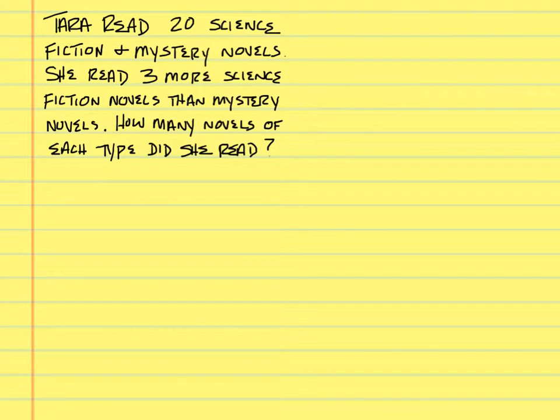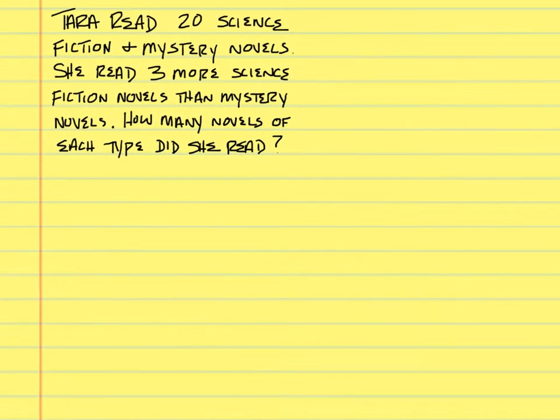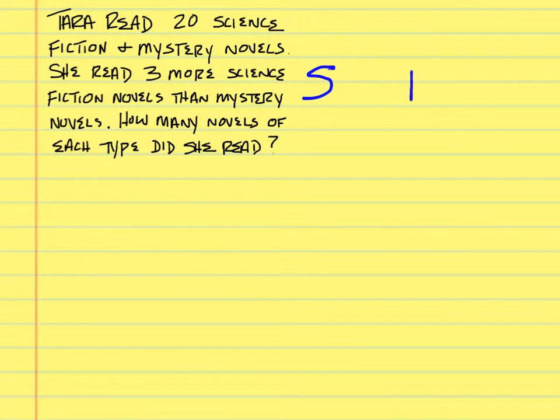Okay, so Tara read 20 science fiction and mystery novels. So combined, she read 20 books. So she read science fiction and she read mystery. What do I have to do with those two numbers, whatever they are? You add them together. If I add science fiction and mystery, what should it equal? 20, yeah. She read 20 science fiction and mystery novels.